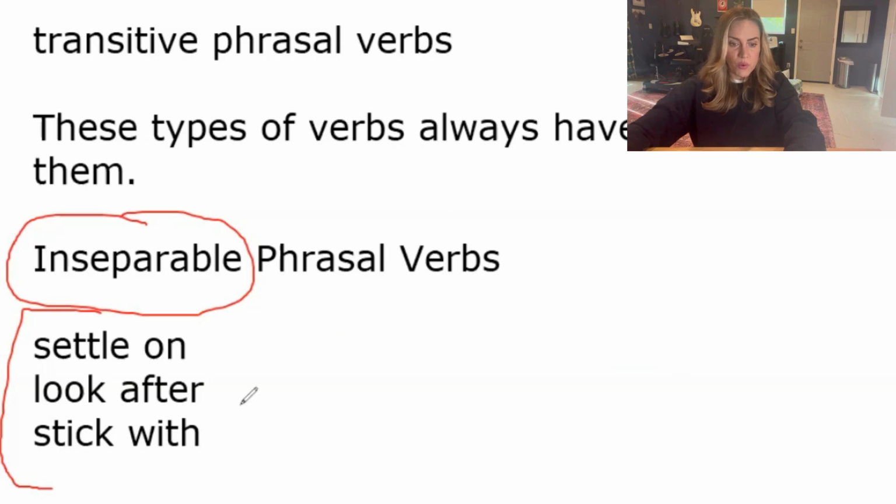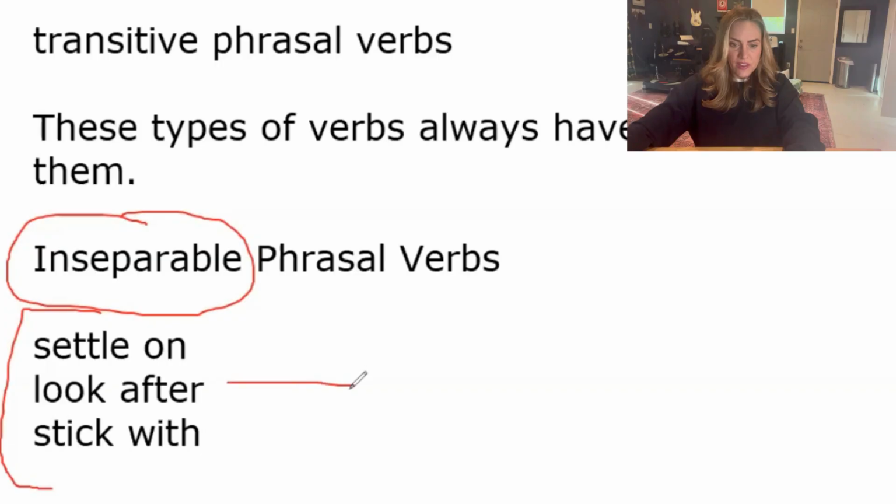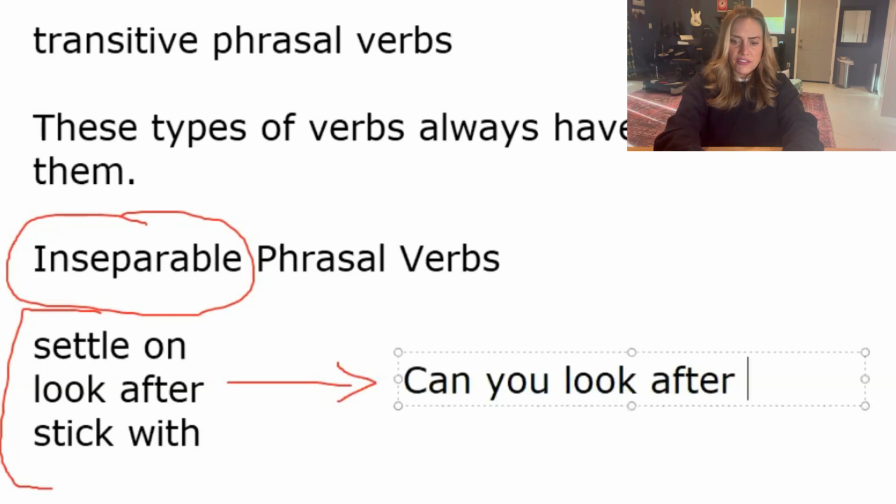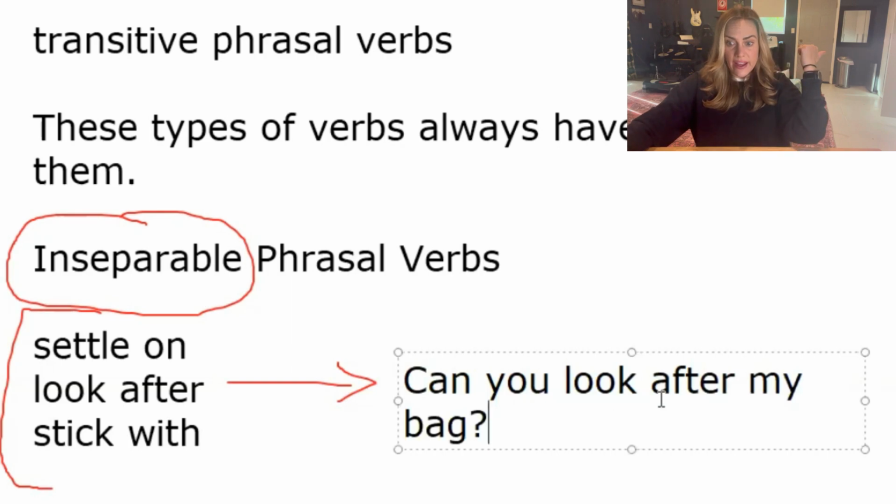Okay, so we have the phrasal verb look after. Oh, by the way, settle on means to make a decision or decide something, so to come to a conclusion after thinking about it a lot. To look after means to take care of something, okay? So I can say, can you look after my bag while I go to the bathroom? Can you look after my bag?